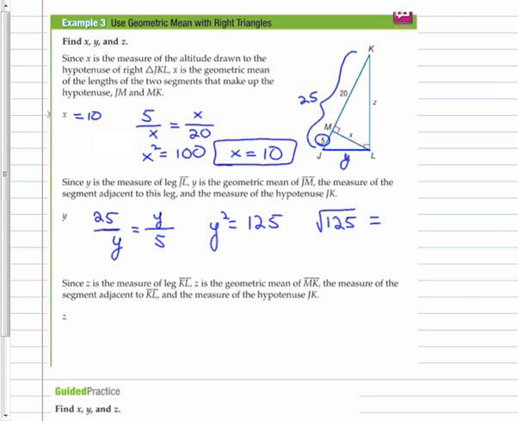Ah, that's not an integer. Where's the perfect square that goes into it? 25. How many times? 5 times. You can think back to where we got it. Square root of 25 times the square root of 5. What's the square root of 25? 5. So 5 square roots of 5. That is the answer that makes us happy.